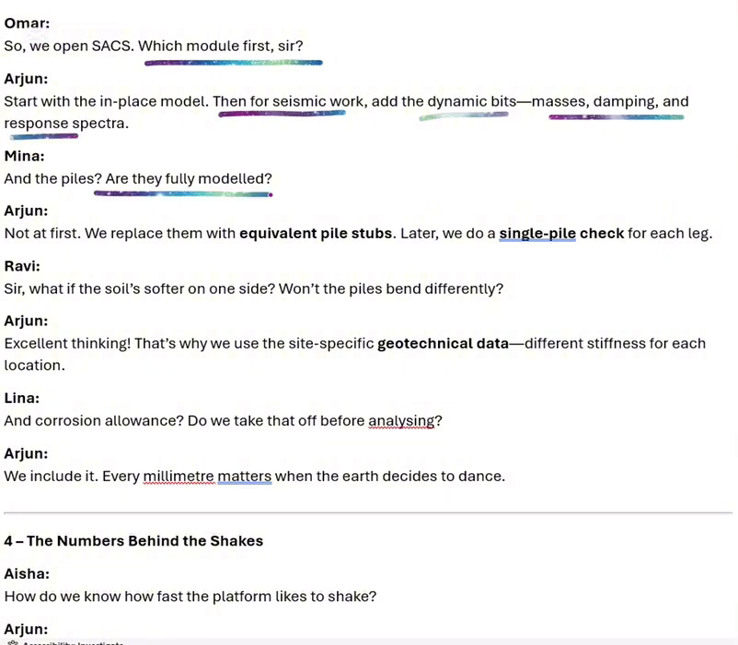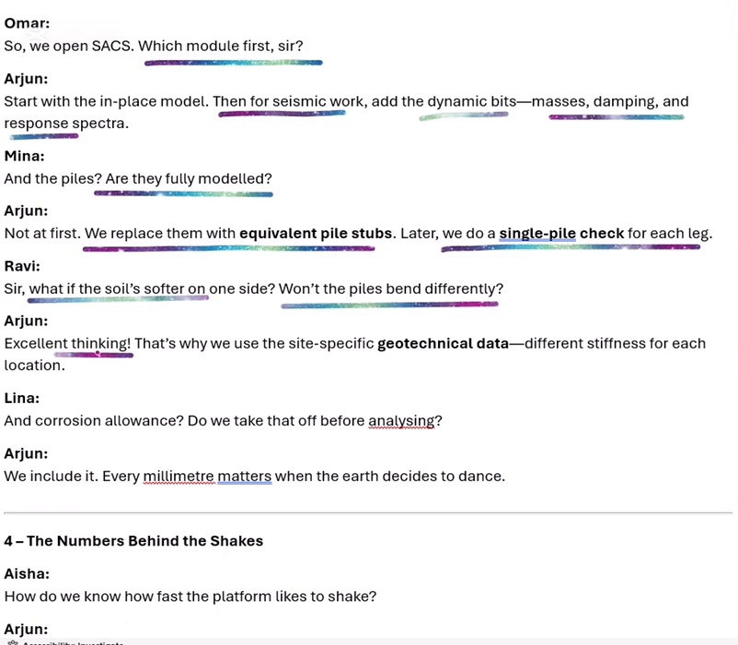On the piles, are they fully modeled? Not at first. We replace them with equivalent pile stubs, or later we do a single pile check for each leg. So what if the soil is softer on one side? Won't the piles bend differently?